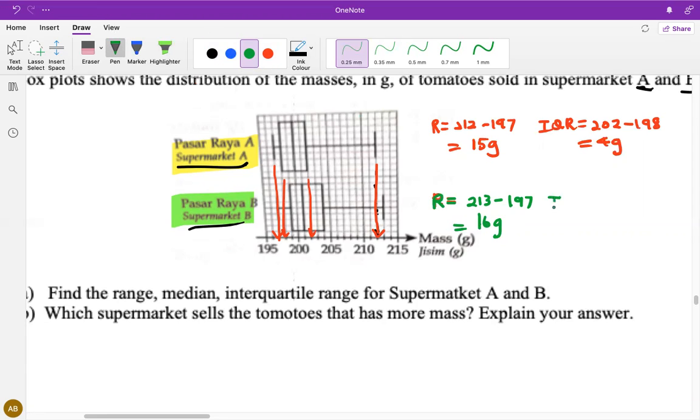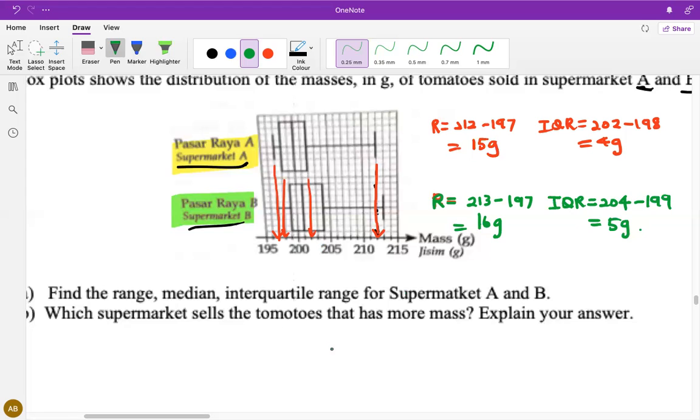So interquartile range. Okay, so interquartile range you can see is 204 minus 199. Okay, 204 minus 199. So it's 5 gram.